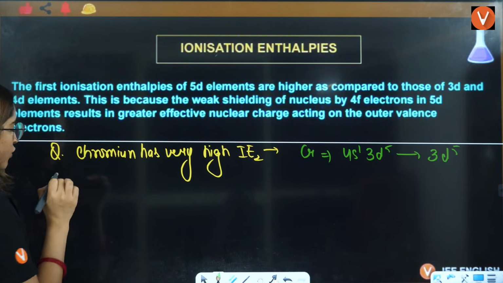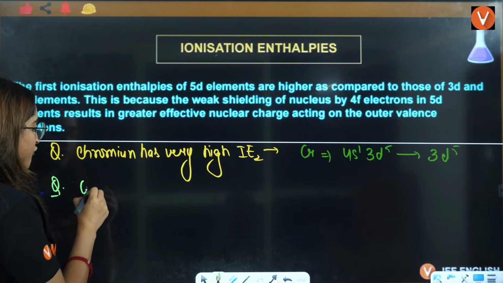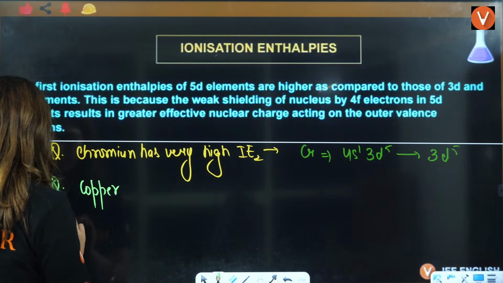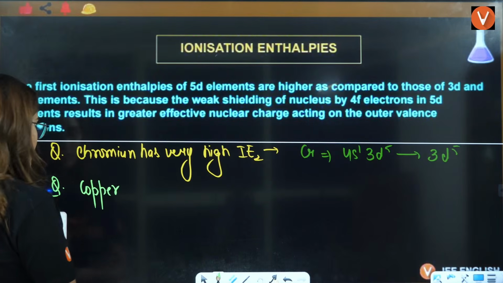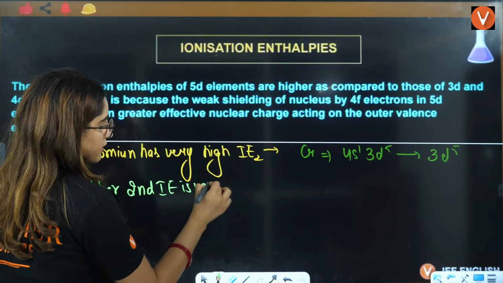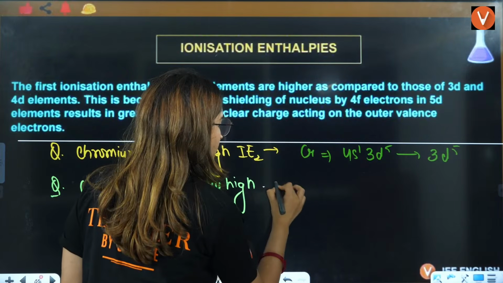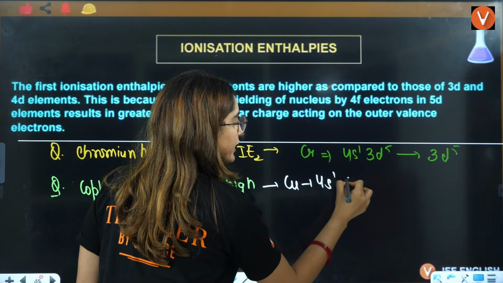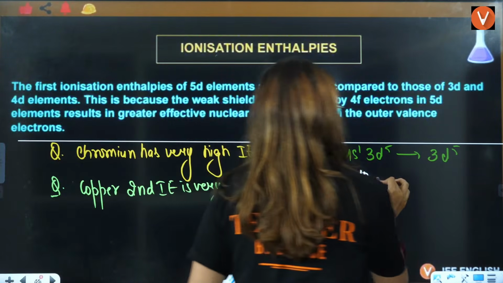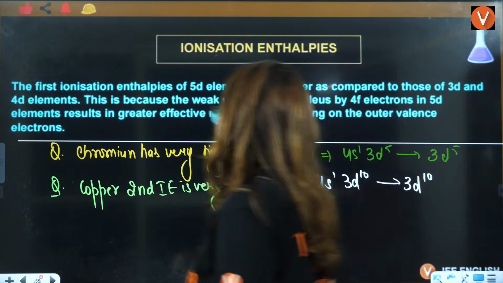On similar grounds, we have one more. That is copper. The second ionization enthalpy is very high. Same thing, because copper is also 4s1 3d10. So when you take out one electron, you have 3d10. And to take out one electron from this 3d10 is very difficult, right?